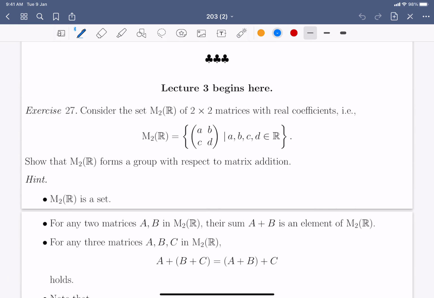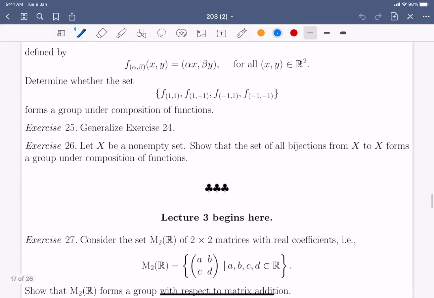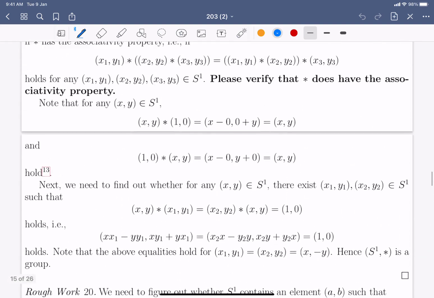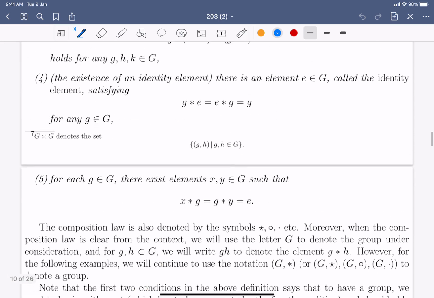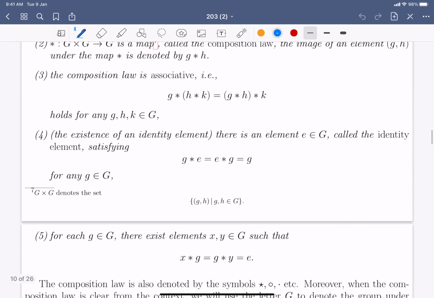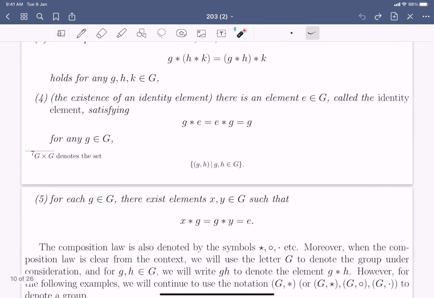These are the natural follow-ups of the notion of groups, certain follow-up properties of the notion of groups. For instance, I hope you have been through these notes. If you go back to the definition of groups, you will see that there are five conditions. We'll try to focus on the fourth condition and the fifth condition today, because there is something called the identity element.